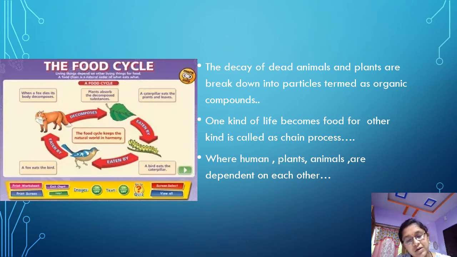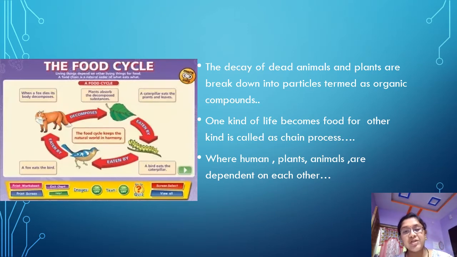So as we have discussed life, now we'll discuss food, with which life will be existing. And the food cycle means every plant, animal, and human are dependent on each other. So the decay of dead animals and plants is broken down into particles called organic compounds. The decay means the dead animals and the dead plants. The decomposition of those particles are called organic compounds. So you can see in the picture, the fox, when it dies, it decomposes, and when a leaf falls down, it decomposes.